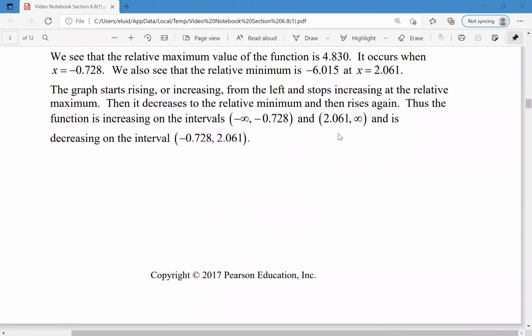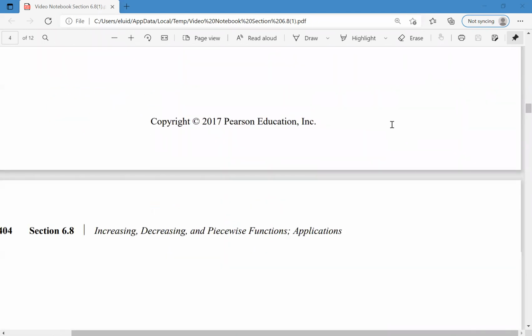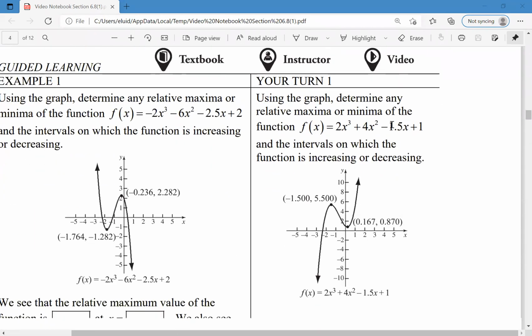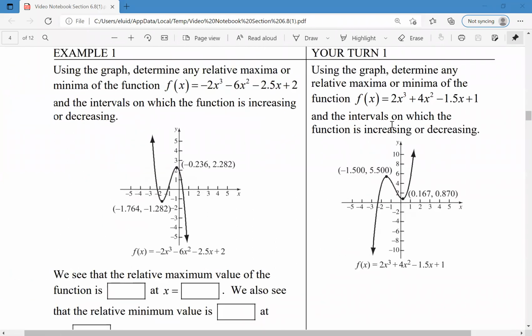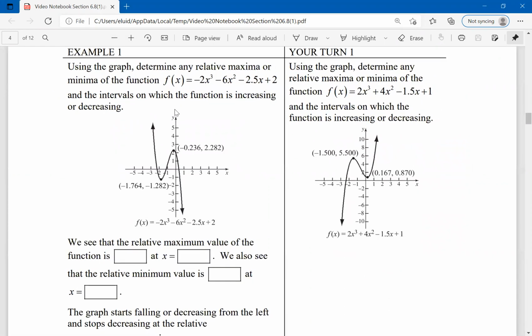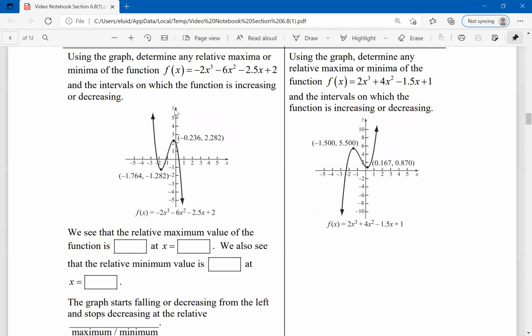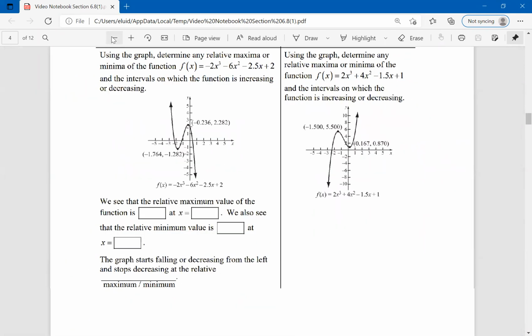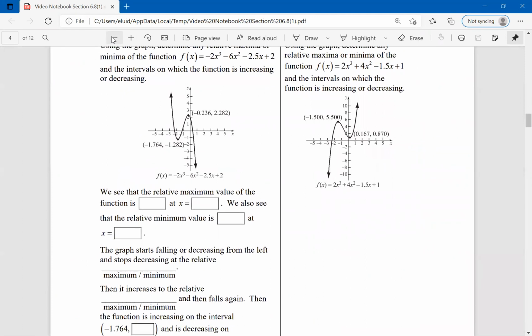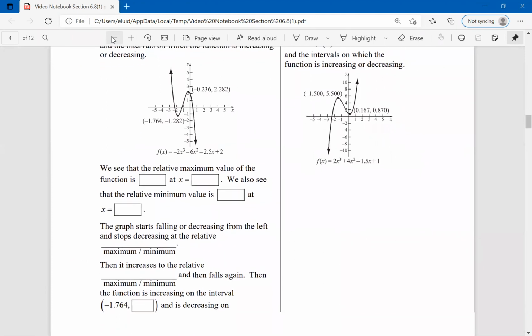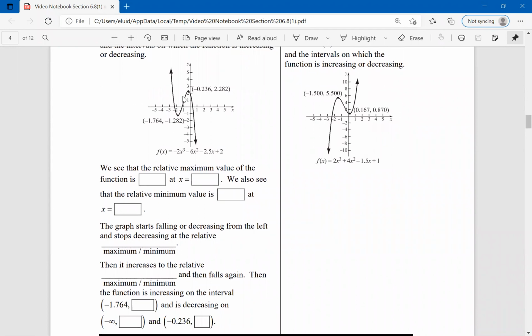All right. Okay, and then there's some more writing here about increasing and decreasing. Okay, so let's see a few more examples. Example 1, using the graph, determine any relative maxima or minima of the function. So maxima and minima are the plurals, instead of saying maximums and minimums. But in this case, I think there's still just one of each. Let's zoom out just a little bit more. I don't know if I can fit it all. Almost. All right, so let's look at the graph.